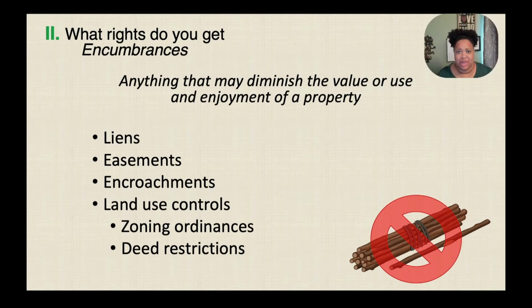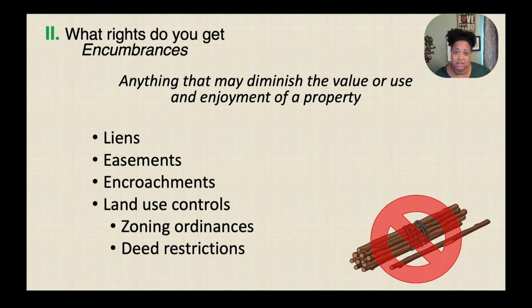So I just mentioned that you get rights and sometimes they can be taken away. By definition, an encumbrance is anything that may diminish how much you can use or the value of a piece of real property. So you see our definition here, anything that may diminish the value or use and enjoyment of a property. Now there's a lot of different types of encumbrances, but there's 3 or 4 that we really are going to focus on in class.